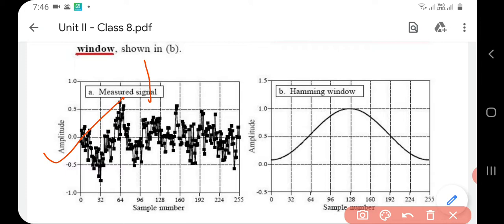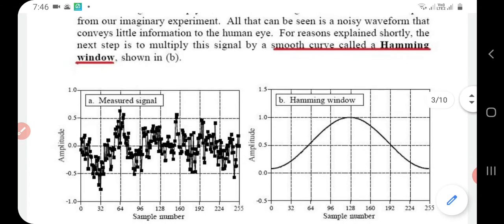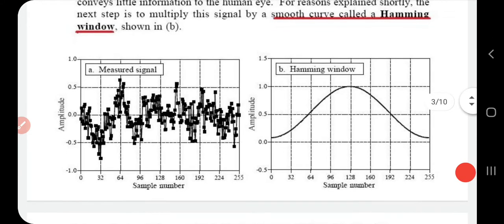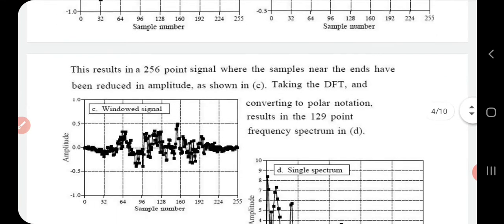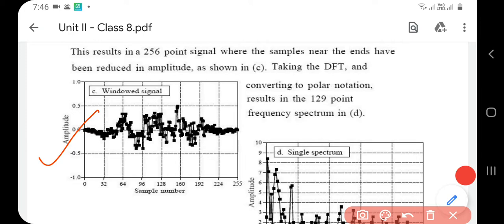So in order to remove the noise, what we do is multiply this measured signal with a smooth curve called the Hamming window, shown in figure B. So we are multiplying the measured signal with a smooth curve called the Hamming window, and the resulting signal, called a windowed signal, is shown in figure C.